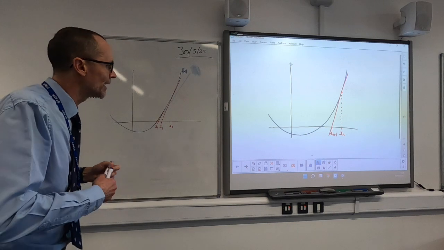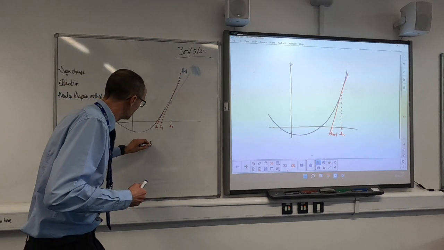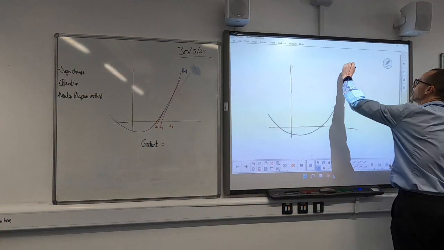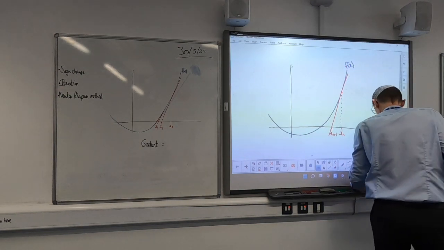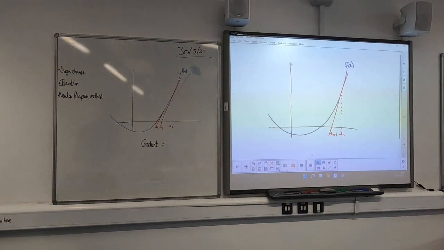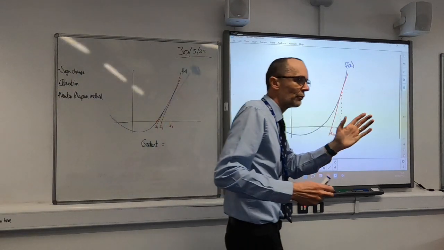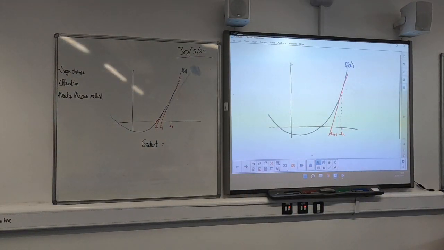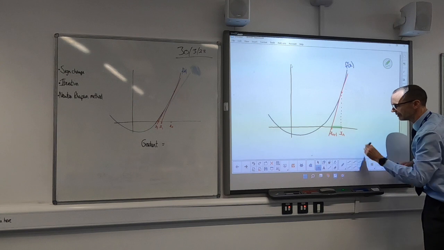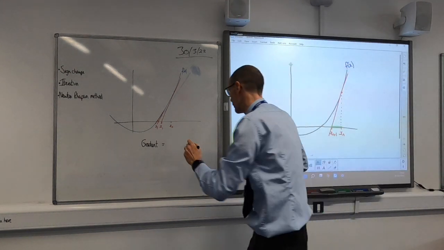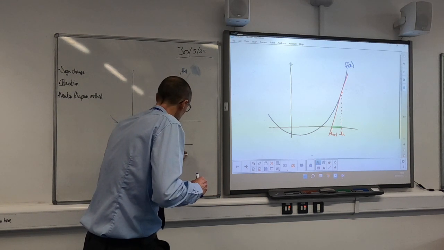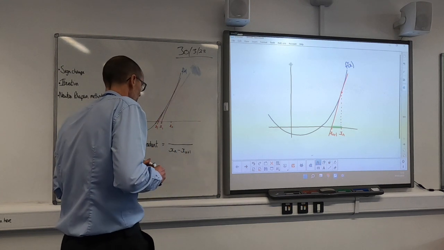Let's consider the gradient of that red line. Remember, my blue line I'm calling f of x. That's some function of x, we don't know what it is. Well, I know how to work out the gradient of a straight line. It's the y difference divided by the x difference. So the x difference is just the difference between those two values. That goes on the bottom of my gradient sum. xn in this case is bigger, so it will be xn take away xn plus 1.